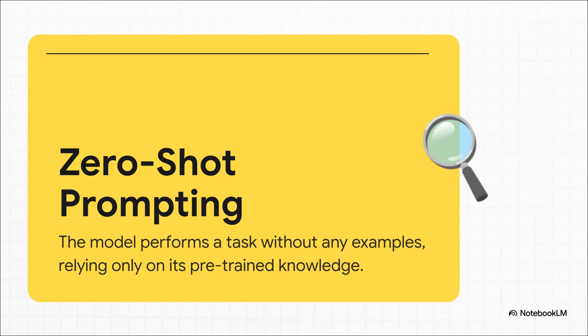First up is zero-shot prompting. Think of this as the most basic way to do things. You just give the AI a task, like translate "hello, how are you" into French, and it just does it based on everything it already knows. It's super fast, but yeah, it's really best for those simple, straightforward tasks.